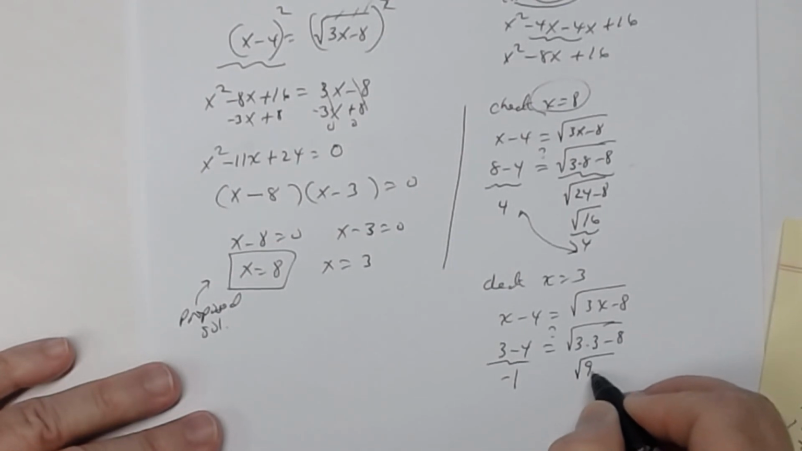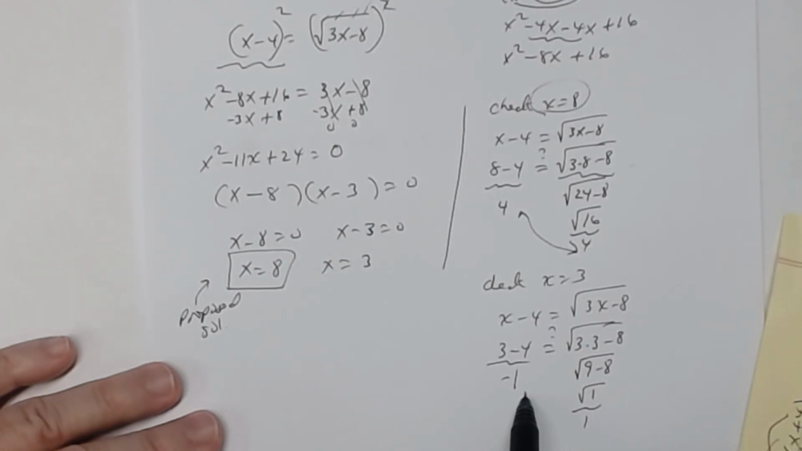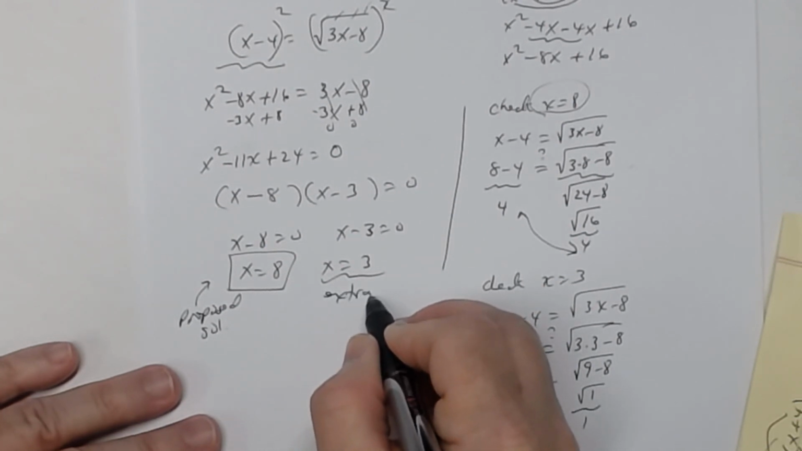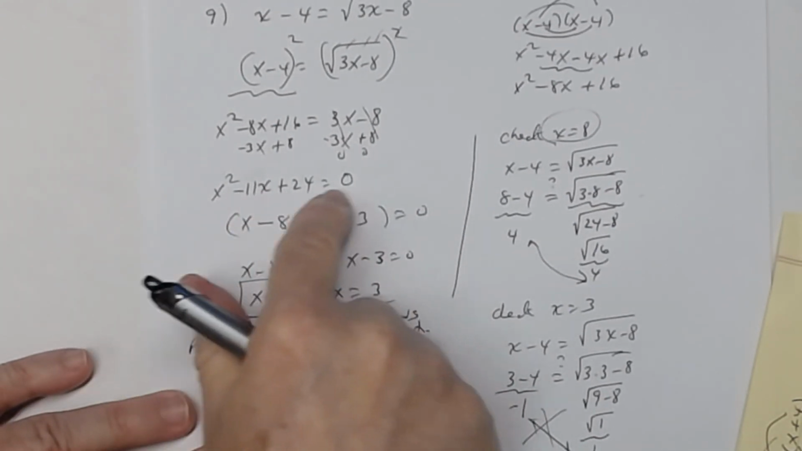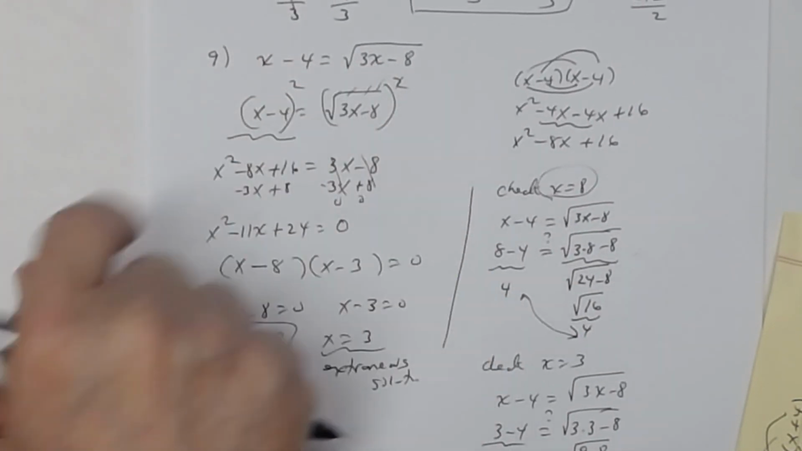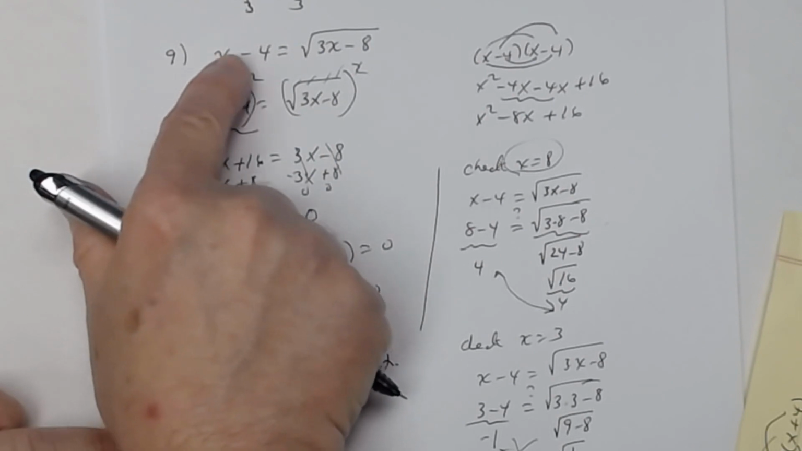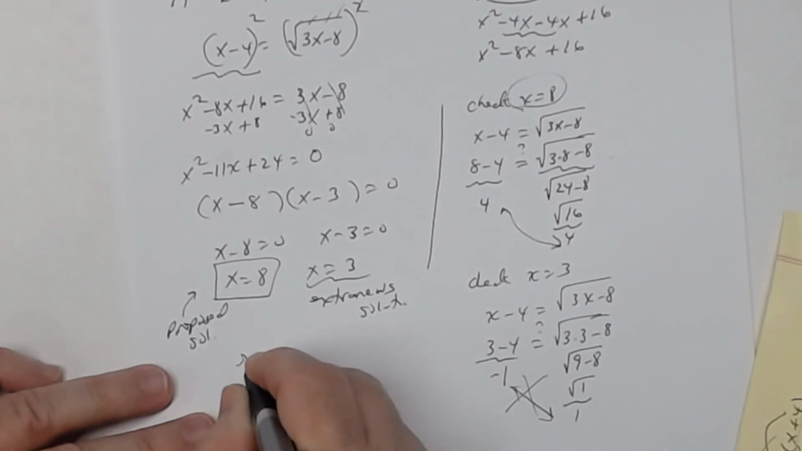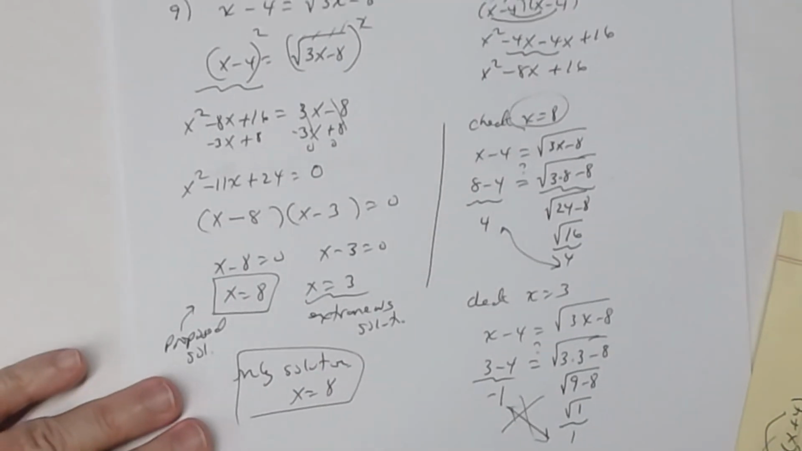So that's the square root of 9 minus 8. 9 minus 8 is 1, and the square root of 1 is 1. Notice 1 does not equal negative 1. So what that means is that this x equals 3 is extraneous. That's an extraneous solution. So x equals 3 is a solution to this quadratic, but it's not a solution to the original square root equation, because 3 minus 4 is a negative 1, and a negative 1 does not equal this positive 1 that we saw. All right, so the only solution is x equals 8. So that was number 9.